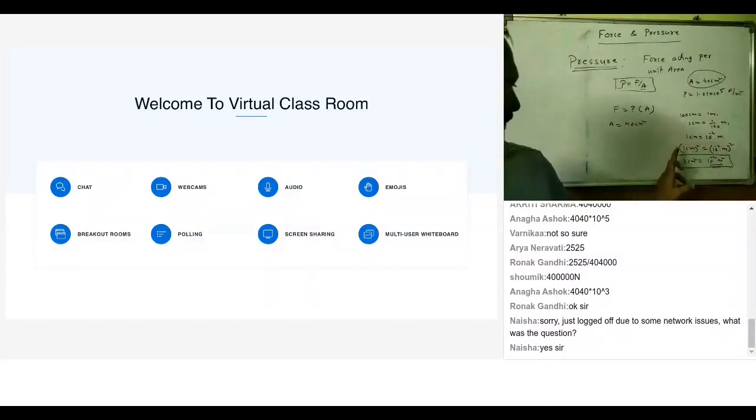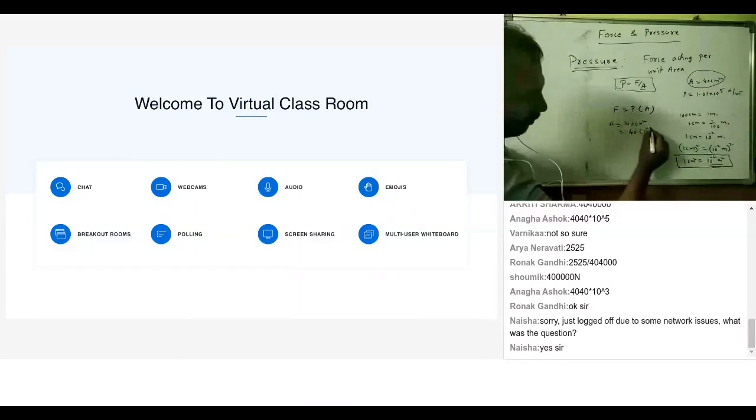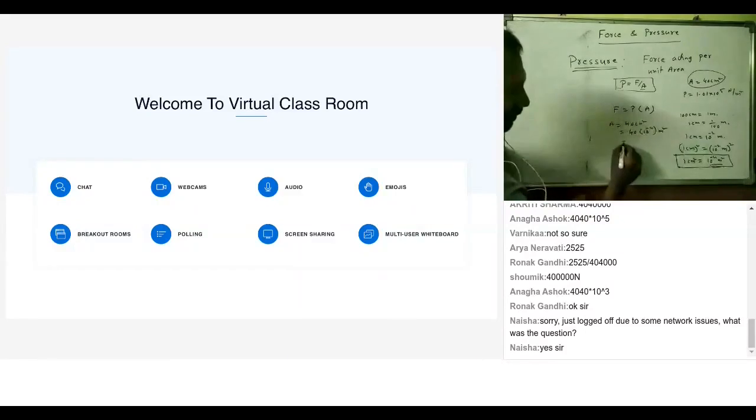So if it is 10 power minus 2, now I'm squaring both sides. 1 into 1 is 1. Centimeter into centimeter is centimeter square. Then 10 power minus 2 into 10 power minus 2 is 10 power minus 4 meter square. So I'm getting 1 centimeter square equal to 10 power minus 4 meter square. I hope that is clear. Any doubt to anyone? Now, 40 centimeters square can be written as 40 into 10 power minus 4 meters square.